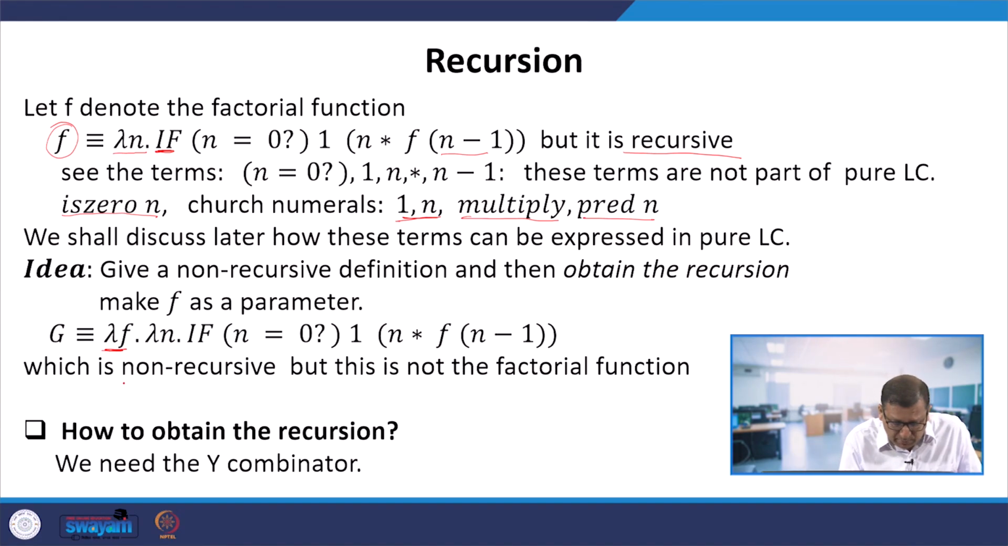Now what we have achieved is non-recursive. This is non-recursive because the left hand side thing is not appearing in the right hand side. Here f was appearing, so it was recursive. Now this will be our starting point. Given this, we claim that our factorial function can be found from this g.